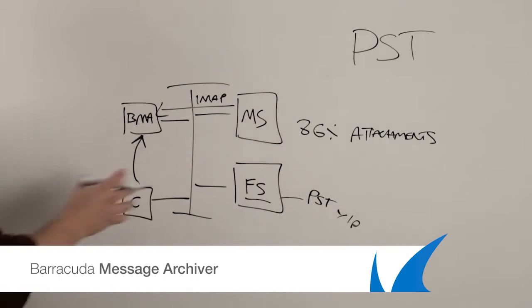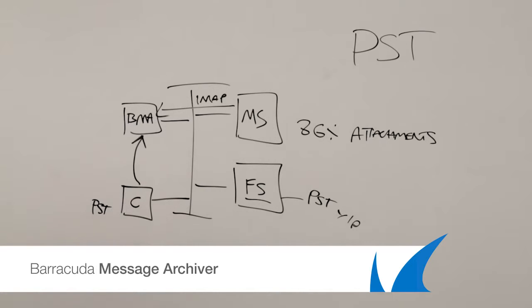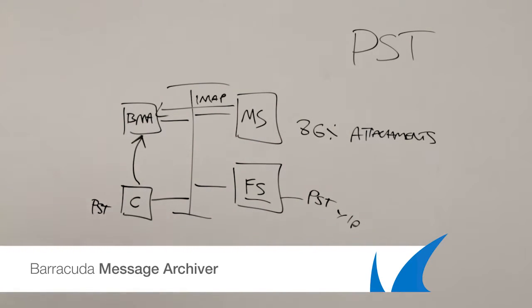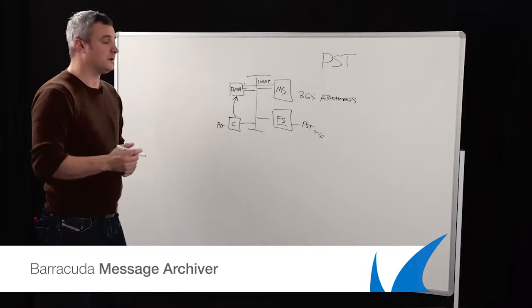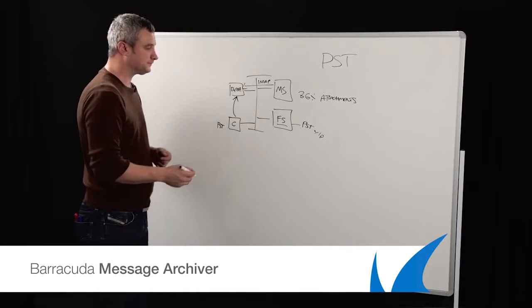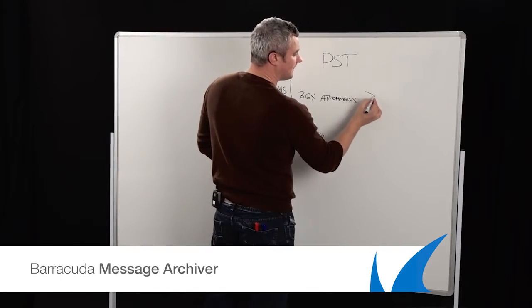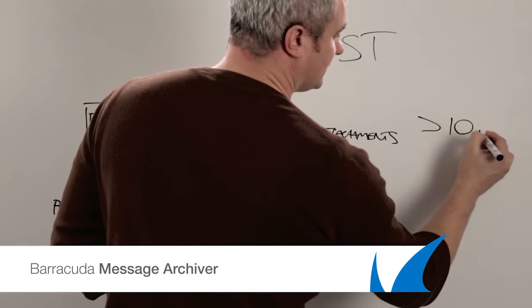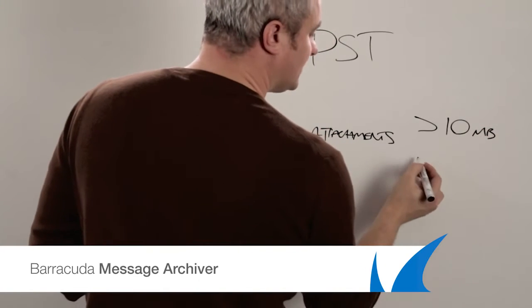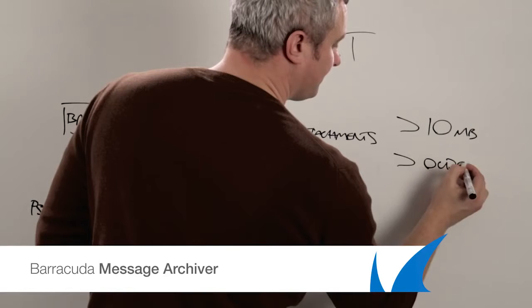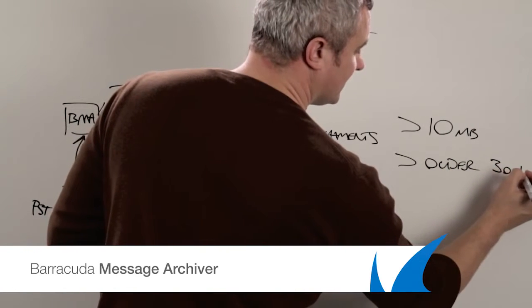So we've already pulled in those legacy PST files. What we want to do now is try and leverage, or alleviate, some of the storage on the Message Archiver. What we can do with that is what's called message stubbing. So we can go through the storage on here and say anything greater than, for example, 10 megabytes, or we could say anything older than 30 days, for example.